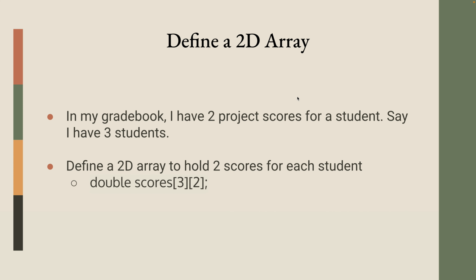So we still put the data type, double. We still put the name, scores. In this case, we have 2 brackets. The first one is the number of rows. We could have switched the order too. It depends on how you want to create it.